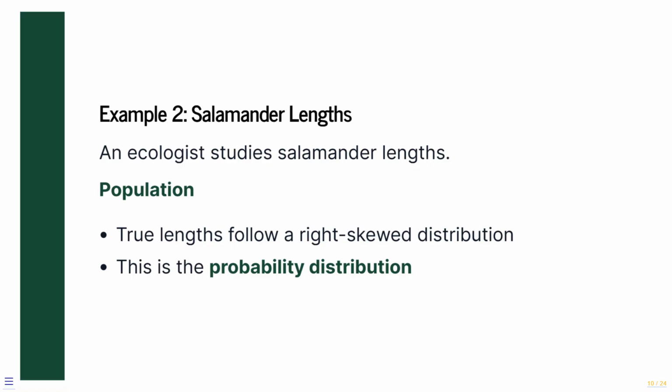Let's look at an example involving salamander lengths. Imagine an ecologist studying salamanders in a swamp. Suppose the true lengths in the population follow a right-skewed probability distribution, where most animals are small, but a few are unusually long. That underlying model is the probability distribution for salamander length.